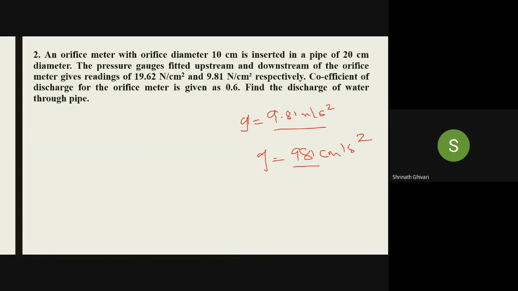Understood? You should not get confused with the conversion, centimeter to meter, meter to centimeter. That's the point. If you are taking everything in terms of centimeter, take it in centimeter. If you want, you can keep everything in terms of meter, so there is no confusion. Calculate the discharge in terms of meter cube per second, and then convert it into liters per second. Okay, done. Any doubts? Okay, so we have finished the orifice meter also.